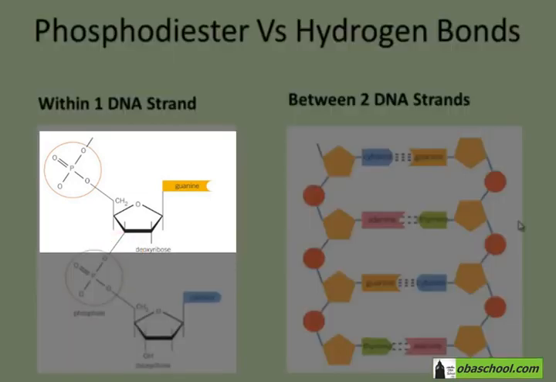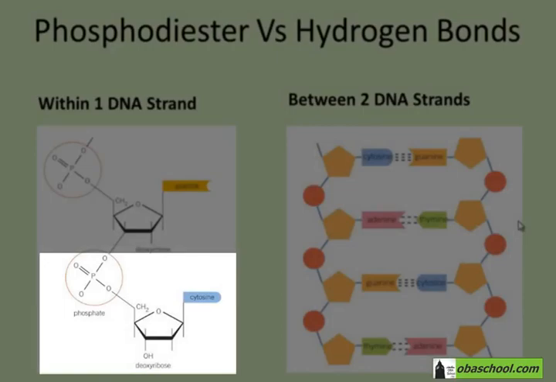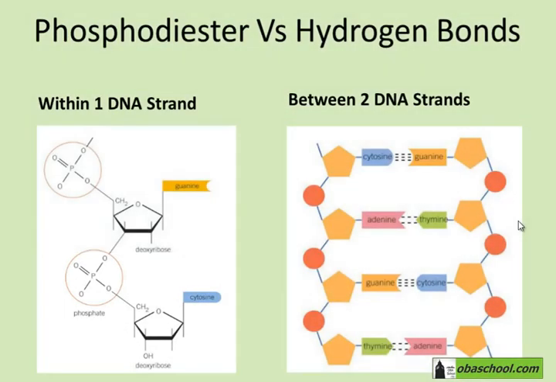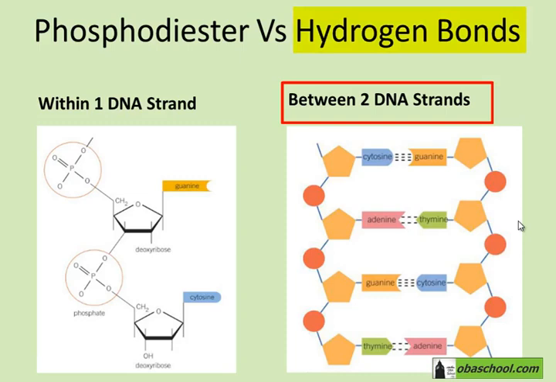So this is one guanine mononucleotide, for example, and this is one cytosine mononucleotide. They are in the same strand, so a phosphodiester bond is going to form between the deoxyribose of guanine and the phosphate of the cytosine nucleotide. Now this strand is going to bind to another strand that is complementary to it.